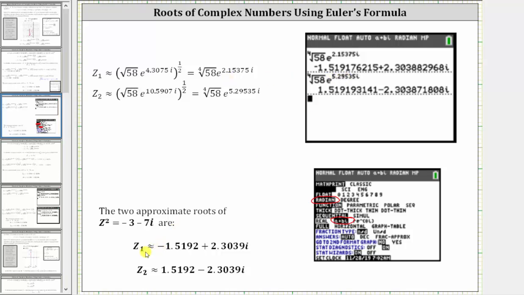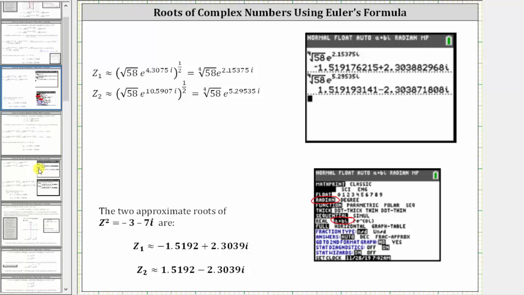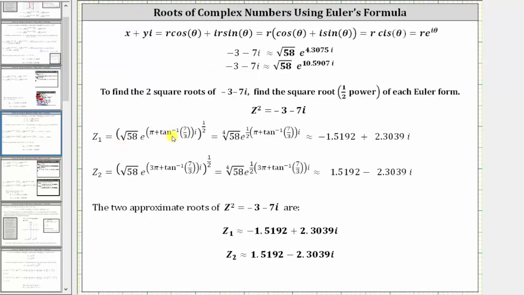We do get z sub 1 is approximately -1.5192 plus 2.3039i, and z sub 2 to 4 decimal places is approximately 1.5192 minus 2.3039i. Now before we go, I also want to show the calculations when we use the exact angles. So again, the only difference here for z sub 1 is we have the exact angle of pi plus arctangent 7/3, and for z sub 2, we have the exact angle of 3 pi plus arctangent 7/3.